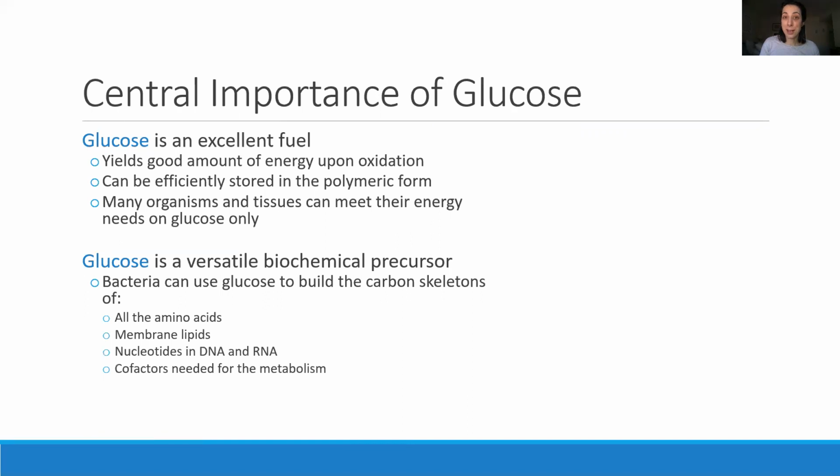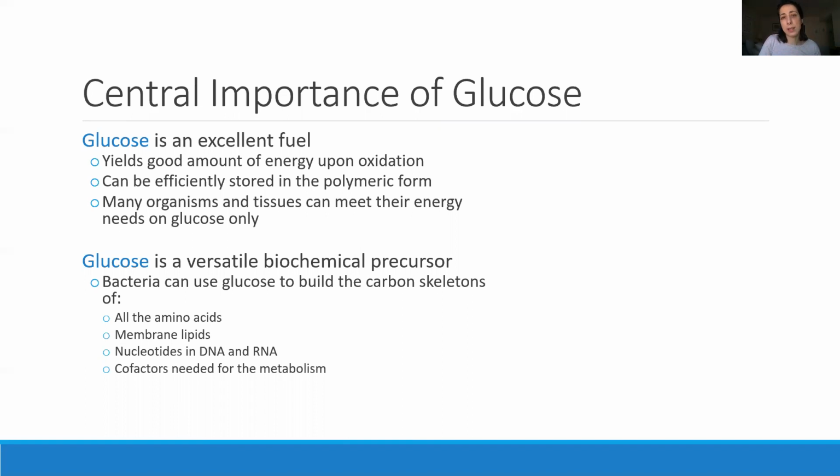So our first step is to talk about glucose. We've looked at glucose in the past. It is a carbohydrate and it is an excellent fuel. The reason that glucose is important is because it yields a lot of energy when it is oxidized. It can also be stored efficiently in polymeric form. We talked about this again when we looked at general carbohydrates. We looked at all of its types of starches, which are the polymeric forms of glucose. So we can store it very easily and we can break off pieces when needed.